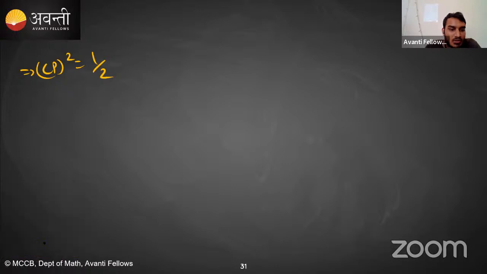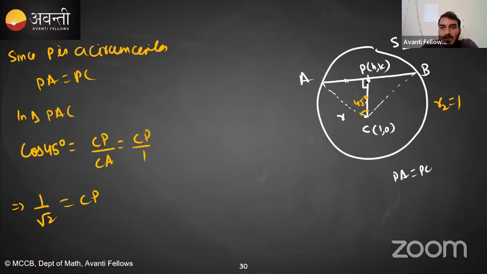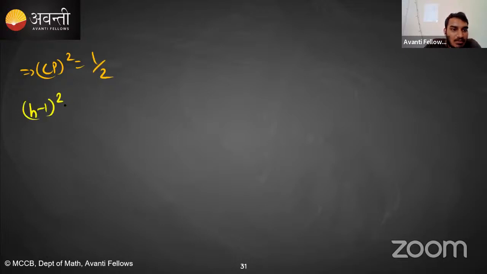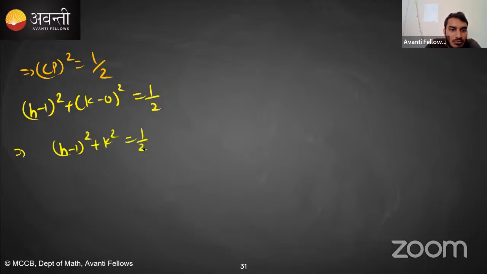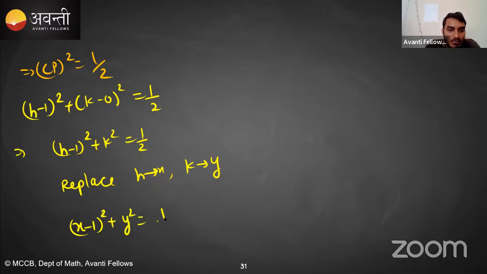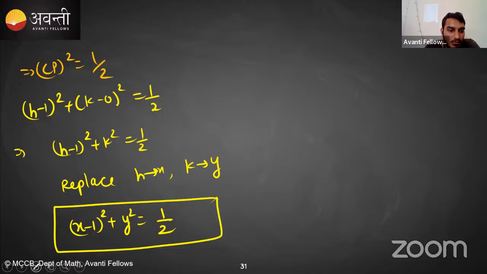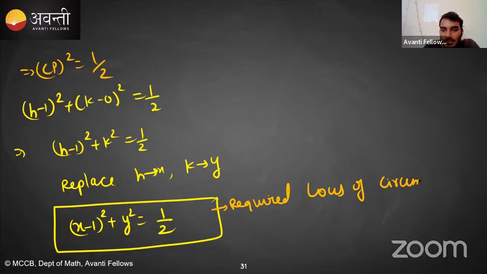So what is CP square? The square of the distance between the point C and P, which is nothing but H minus 1 whole square plus K minus 0 whole square is equal to 1 by 2. So it is H minus 1 whole square plus K square is equal to 1 by 2. So now replace H with X, K with Y. So locus कितना आ गया? Locus finally is X minus 1 का whole square plus Y square is equal to 1 by 2. So this is the required locus of circumcenter of triangle CAB.